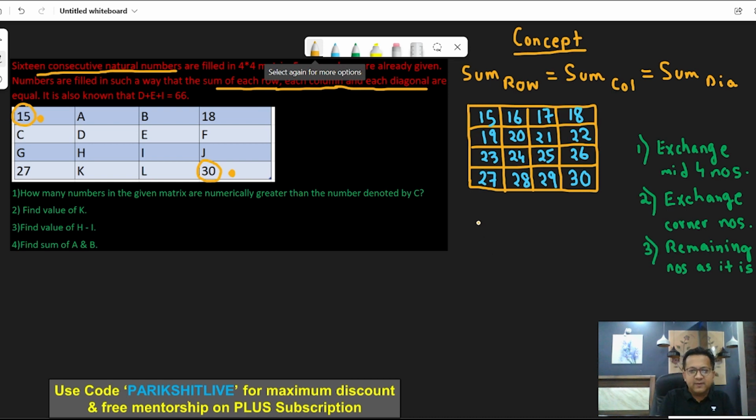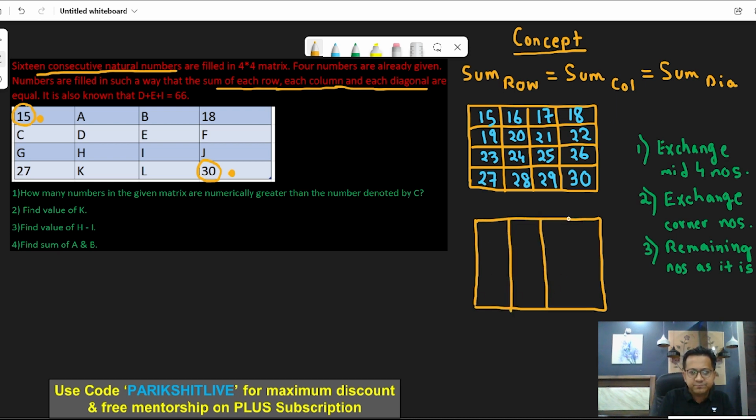Let's draw the diagram again and apply the three-step process. First things first, step one: exchange the middle four numbers.